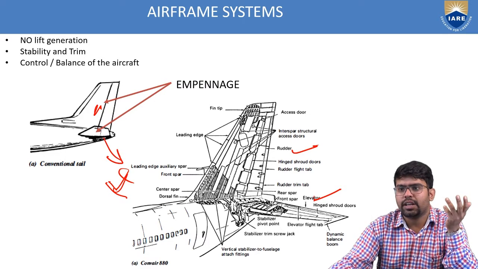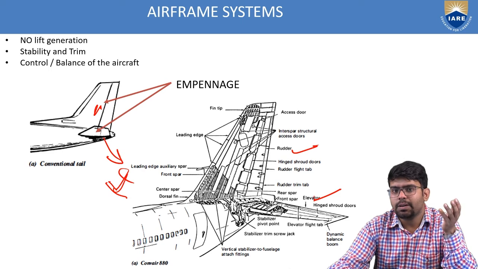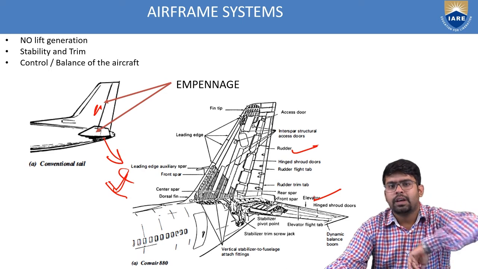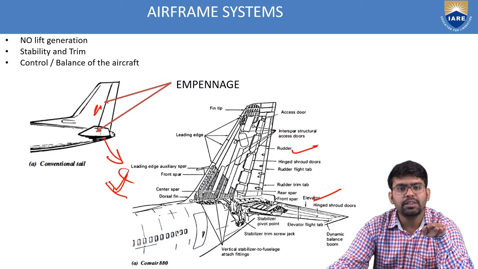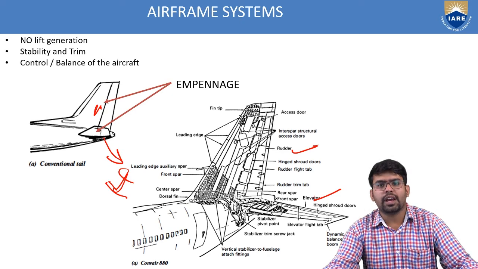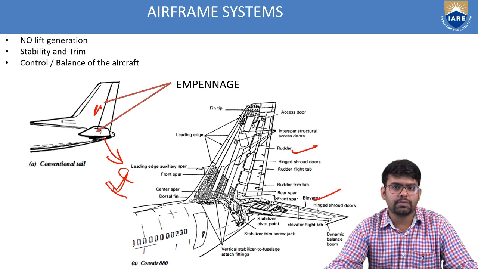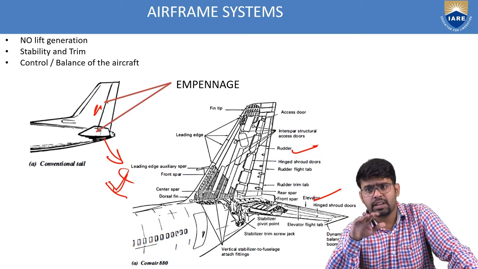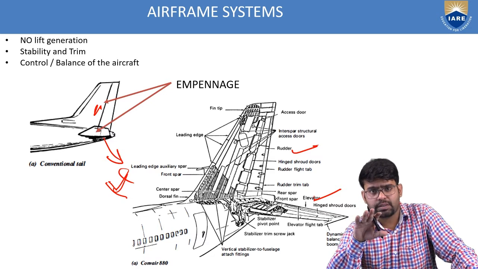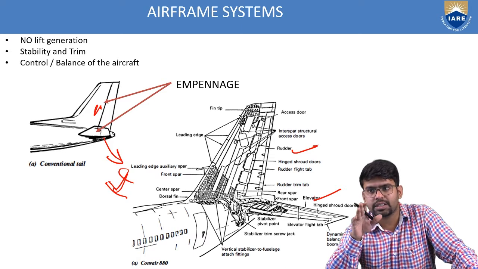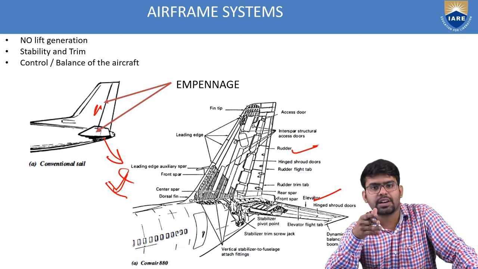Or else, speaking in other words, an elevator is the one which produces pitch up and pitch down movement. And the rudder is for the lateral control system, which gives you yaw movement. And ailerons, which find themselves on the wing, produce roll movement. But the most important control system used in the empennage is the elevator. Rudder is actually a secondary control system.